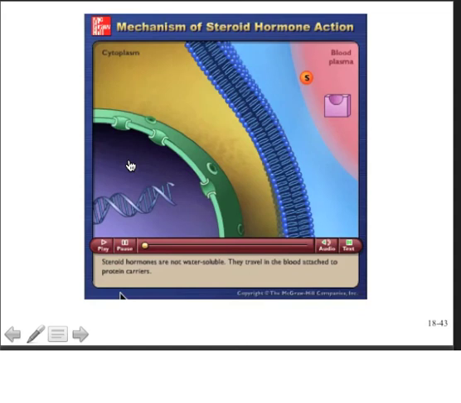And this is a look at steroid hormone activation on its targets. Remember that steroid hormones are nonpolar, so their receptors are actually inside the target tissue, and they are going to turn on the production of specific gene products. So let's take a listen.